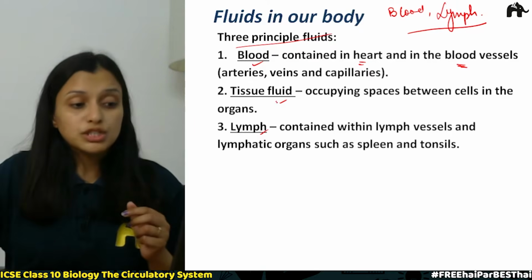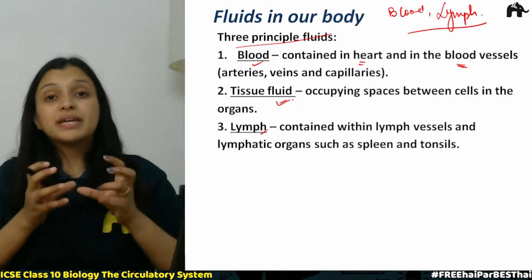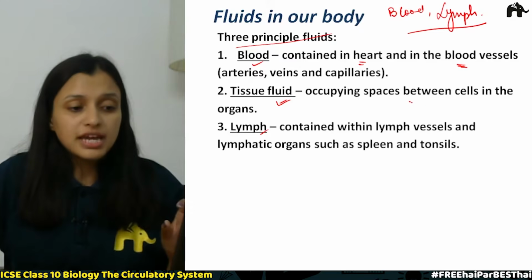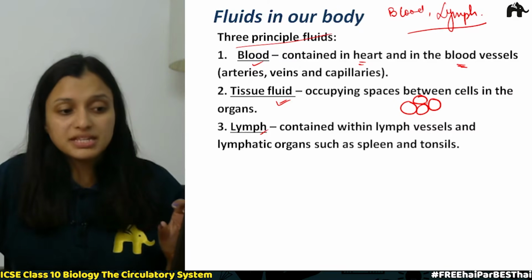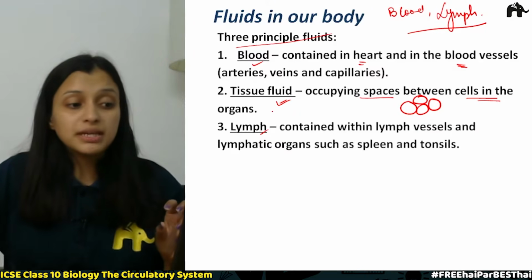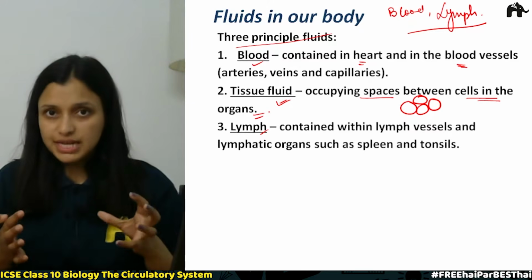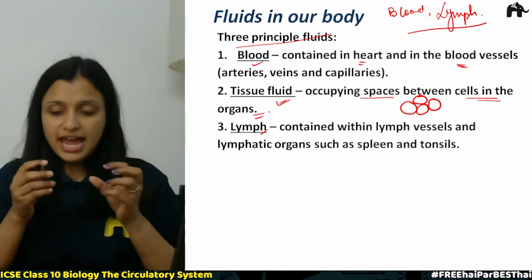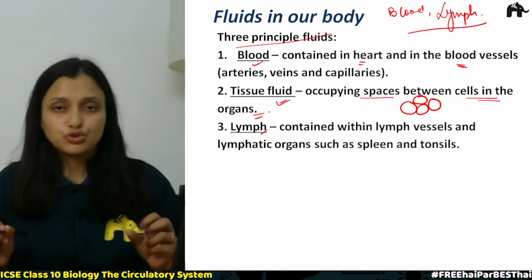Then coming on to tissue fluids. Tissue fluid is present between the spaces of the cells. So there are different cells and these cells have certain spaces between them, occupying the spaces between the cells of the organs. Organs are made up of cells, right? So these cells have certain spaces between them. This is the place where we find tissue fluids.